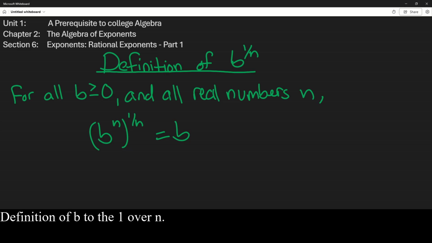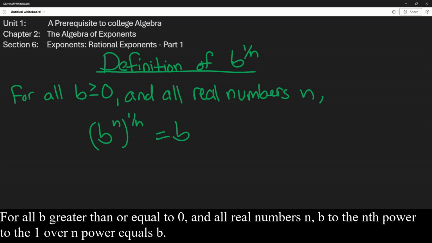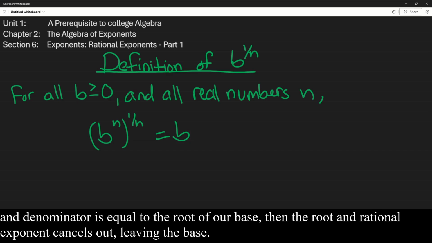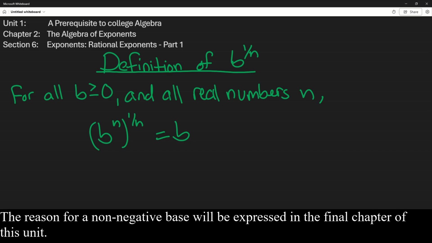Definition of b to the 1 over n. For all b greater than or equal to 0 and all real numbers n, b to the n to the 1 over n equals b. This states that as long as our base b is non-negative, if our base is raised to a rational power whose numerator is 1 and denominator is equal to the root of our base, then the root and rational exponent cancels out, leaving the base. The reason for a non-negative base will be expressed in the final chapter of this unit.